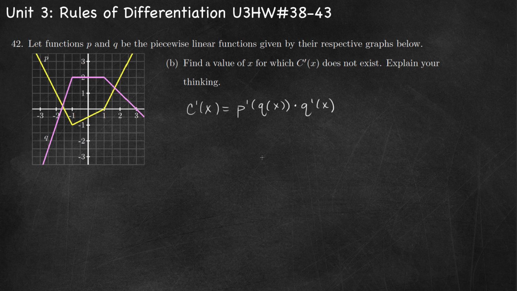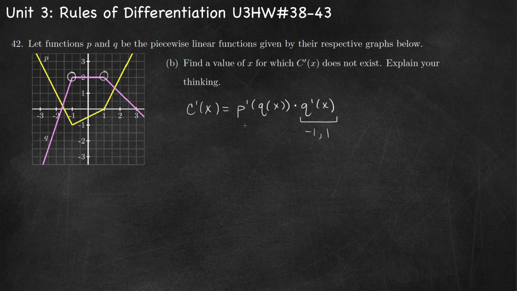Part B, find a value of x for which c prime of x does not exist. Explain your thinking. Well, in the previous problem, we already found 2 values where c prime doesn't exist, but let's see if there are any more. So anywhere q prime of x does not exist, c prime of x does not exist, because q prime of x is part of the formula for c prime of x, and q prime of x does not exist at these corner points, so when x is negative 1 and positive 1. So if x is negative 1 or positive 1, c prime of x does not exist.